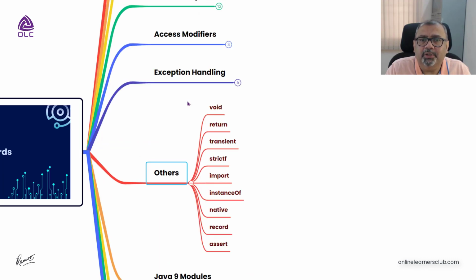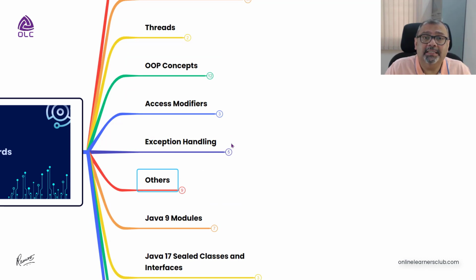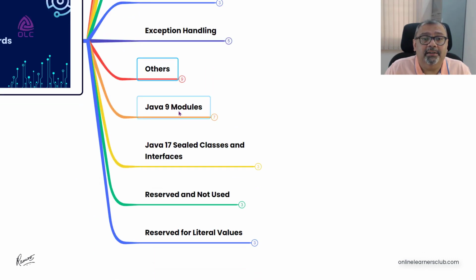Some other keywords include void and return. return is a keyword which we use in every method whenever a method wants to return some specific data, and void indicates a method is not returning any value. Then we have transient, strictfp, import, instanceof, native, record, assert. There are various keywords which are also part of some advanced chapters which we'll discuss in later chapters and courses.